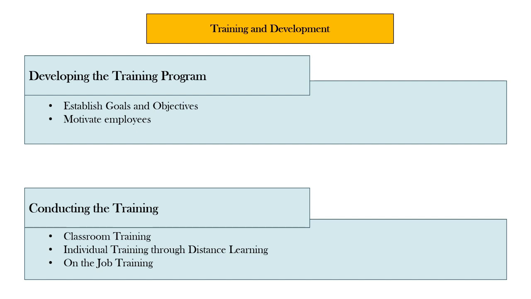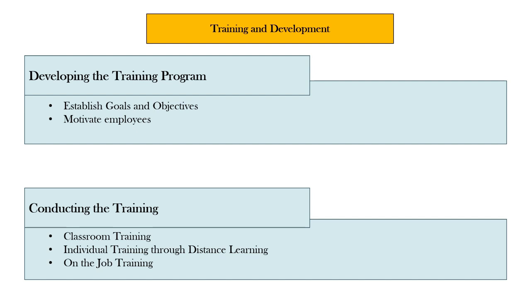The next step after developing a training program is conducting the training itself. According to our sources, the most commonly used major types of training are classroom training, individual training through distance learning, and on-the-job training. Classroom training could be in the form of case studies, simulation, role playing, and behavior modeling.